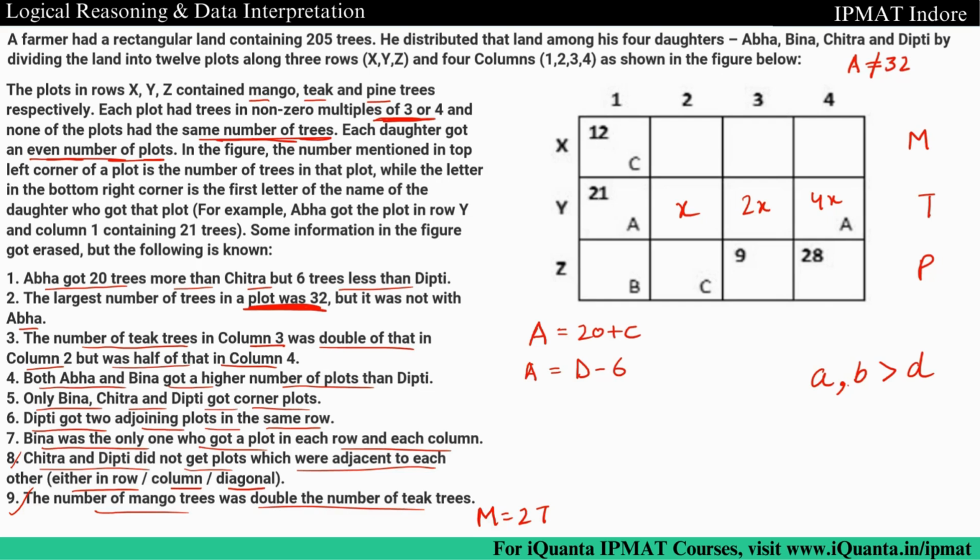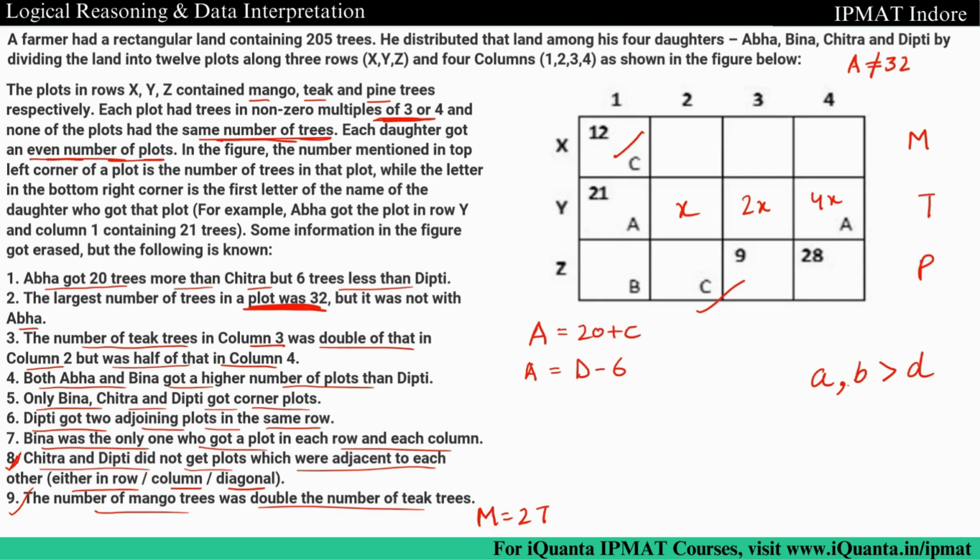Now as we can see, we have a lot of clues to use. We'll always go ahead with the clue first that can be put directly into this figure. One clue that we can use right now is the 8th one, because it said that Chitra and Dipti did not get plots adjacent to each other in row, column or diagonal. So this can help us find out the plots of Chitra and Dipti. Let us try to assign plots to Dipti, because Chitra is already present in 2 of the plots over here. Adjacent to Chitra along the row, column, diagonal, we will not give Dipti a plot.